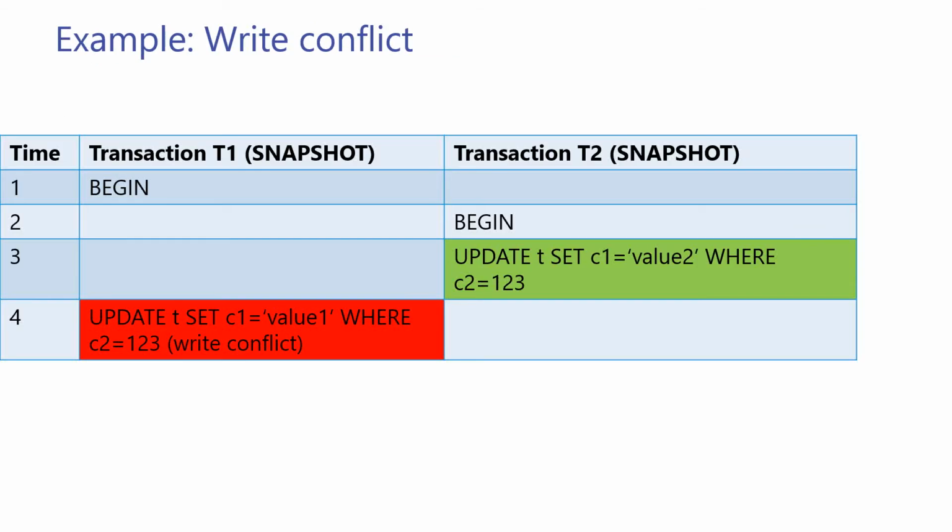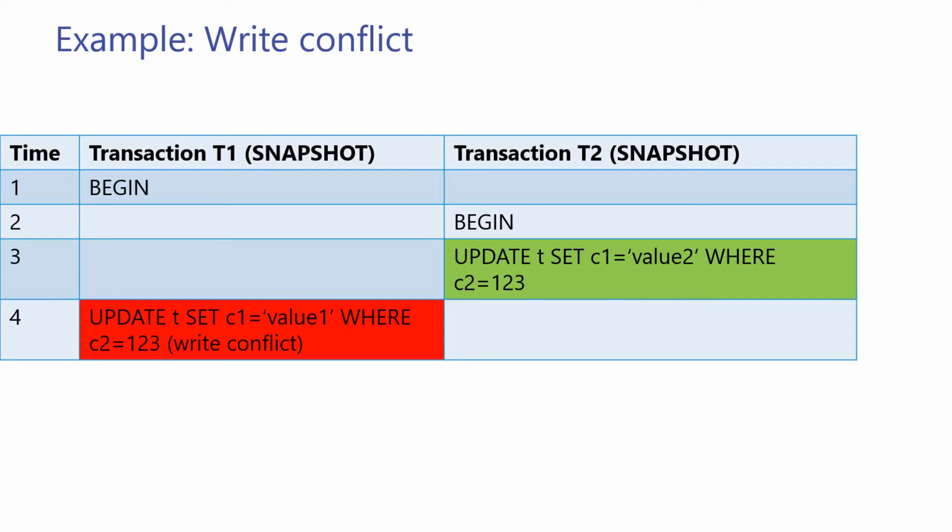So here I have a simple example of a typical write conflict. We have transactions 1 and 2, both using snapshot isolation. It doesn't really matter when these transactions begin. It matters which transaction updates the row first.